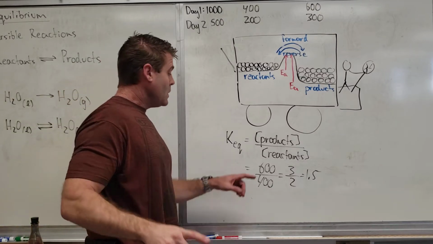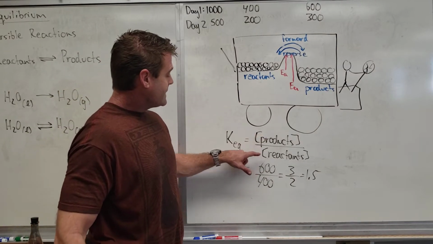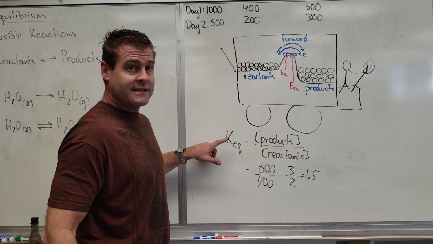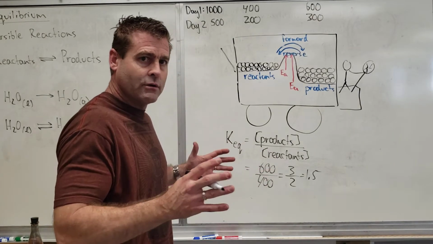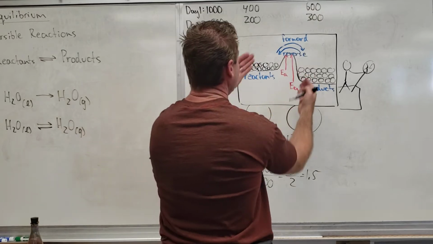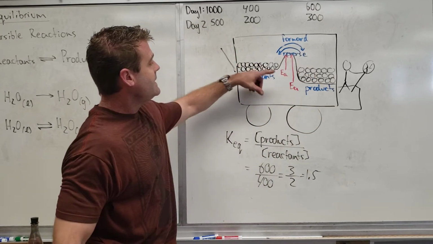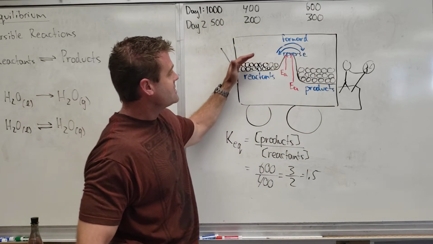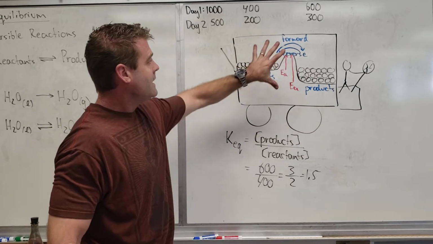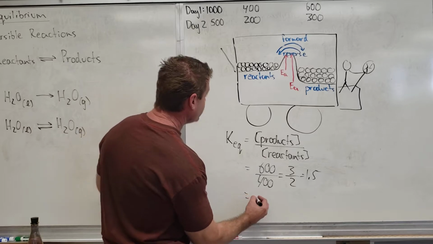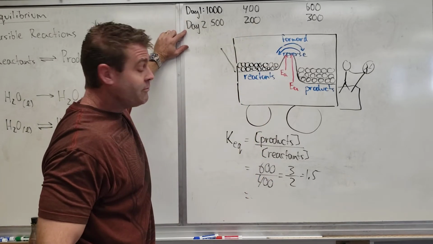Now look, we said the ratio of products to reactants is a constant. You remember that's what big K is. It stays constant regardless of how much you have. It's always going to stay the same. It's all based upon the activation energy going forward and reverse. Notice that's the one thing we didn't change. We have the same construction here. So the only thing we changed on day 2 was the amount of golf balls.